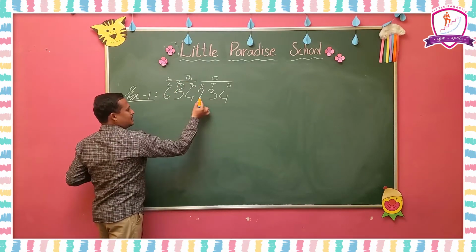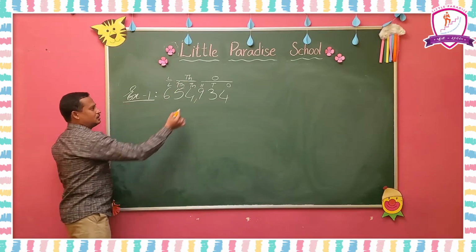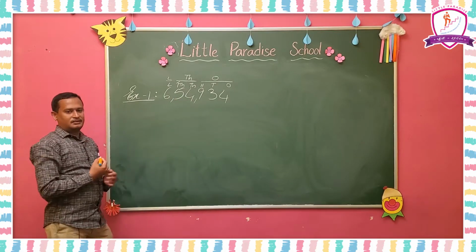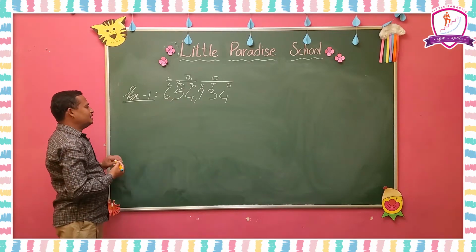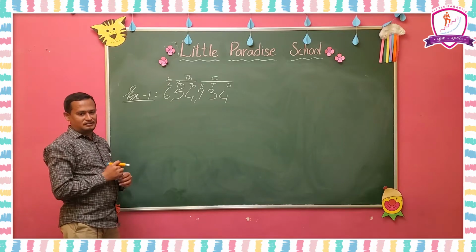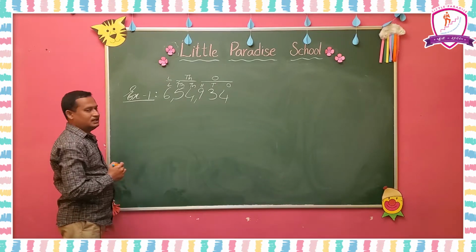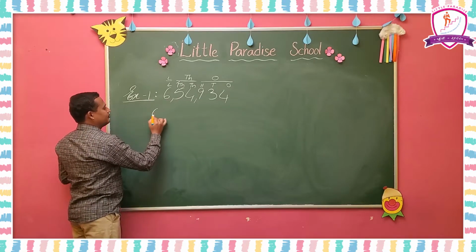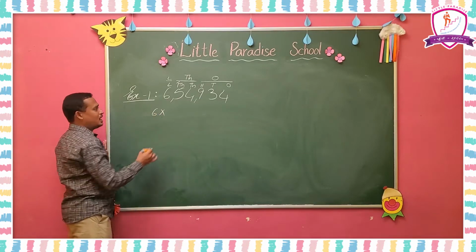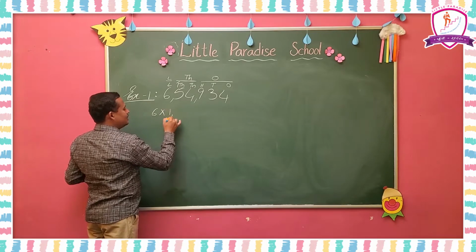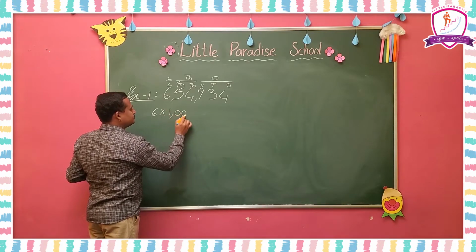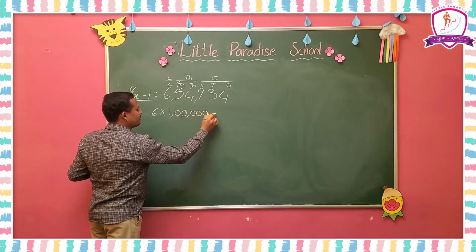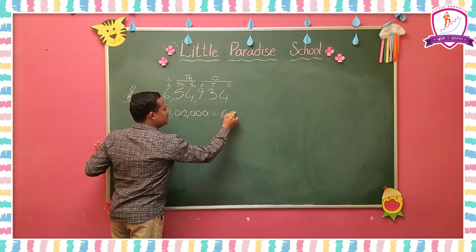Here after ones, tens, hundreds you have to keep a comma, after thousands and 10,000s you have to keep a comma. Then you have to write the place value for each number. Here what is the place value of 6? 6 is in the lakhs place. So you have to write 6 lakhs is equal to 6 lakhs here.